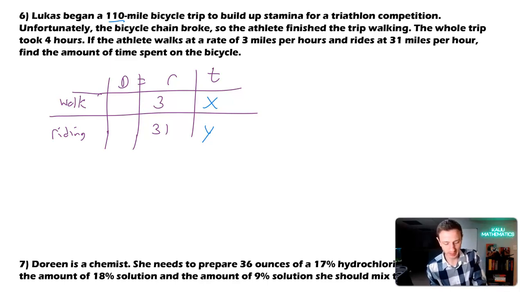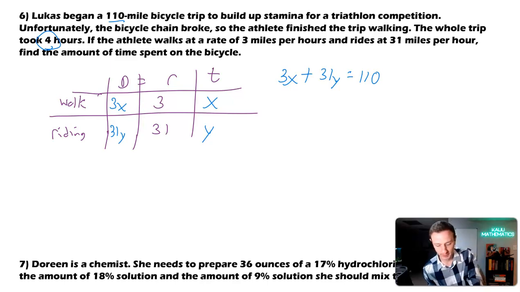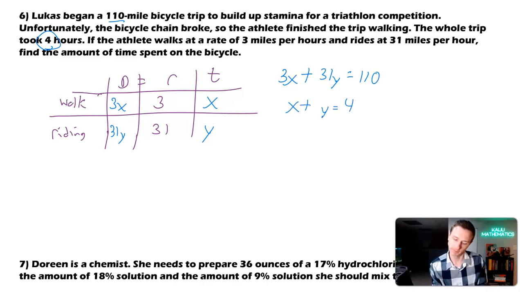So then we say rate times time is 3x, rate times time is 31y. So the amount of distance I traveled walking plus the amount of distance I traveled riding is equal to the total distance of 110. Now what we also know is that we were traveling for 4 hours total. So the amount of time we walked plus the amount of time we rode is equal to 4. And there is our system. Just like that.